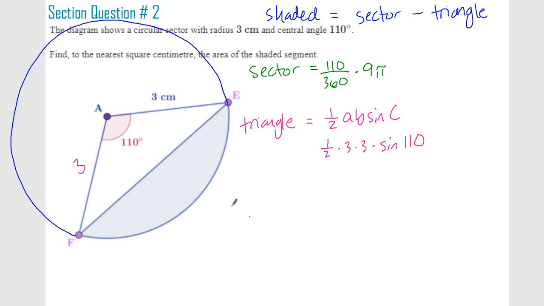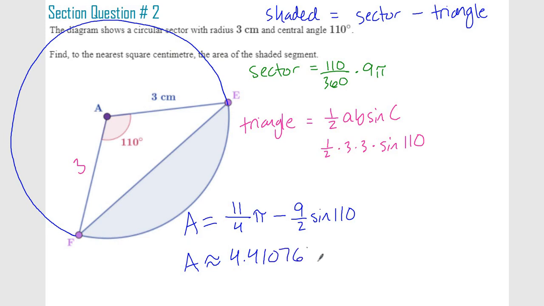So our answer is 110 over 360, so 11/36 times pi, minus the triangle, which would be 9 over 2 sine 110. Let's plug that into our calculator, and we get 4.410763 and so on. To the nearest square centimeter, that would be 4 square centimeters.